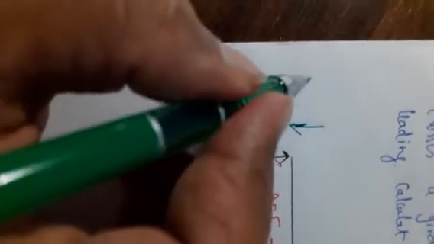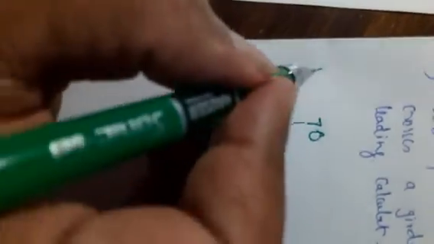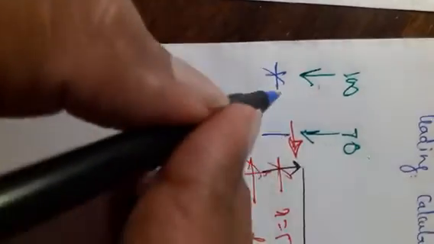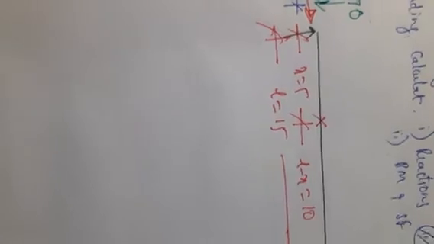Now there are 2-point loads and they are crossing from left to right. Say this is 1-point load, this is second point load. Leading 70 kilonewtons. It means 70 is at the front, 100 is at the back. Now they are moving from left to right. This is the direction of movement of loads. Now distance between the two is 2 meters. So this is how they are moving.